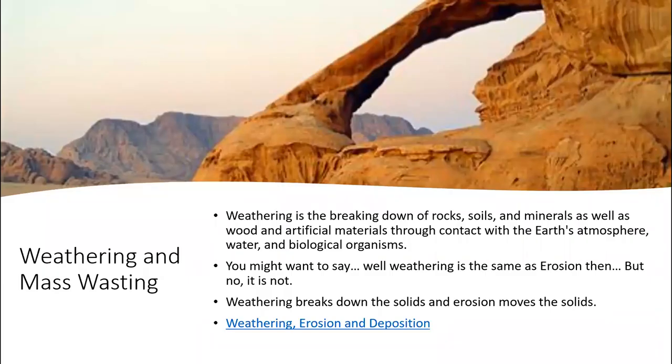So, weathering and mass wasting. Weathering is the breaking down of rocks, soil, and minerals, as well as wood and artificial material, through contact with Earth's atmosphere, water, and biological organisms. You might want to say, well, weathering is the same as erosion, but no, it's not. It's two different things. Weathering breaks down the solids, and erosion moves the solids. That's the main difference between the two. So weathering is actually just a breaking down, but erosion will move it.